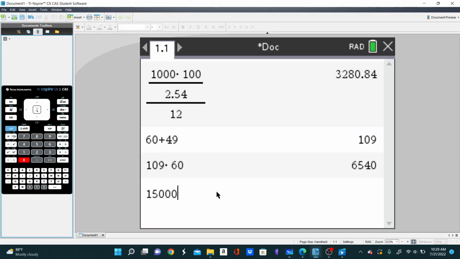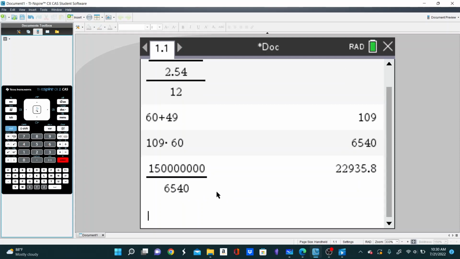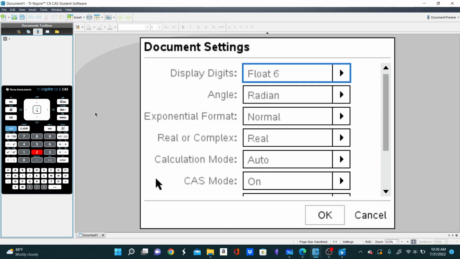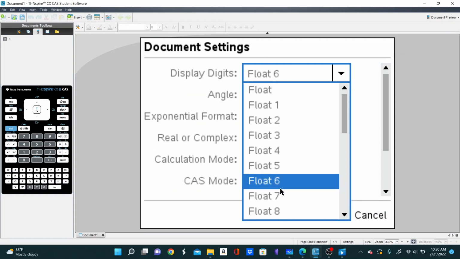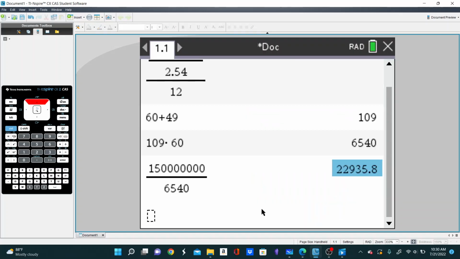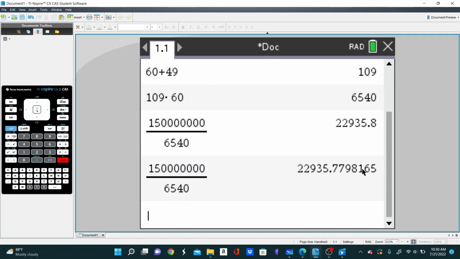So 150, 1, 2, 3, 4, 5, 6. So 150 million divided by 6,540. And it looks like I'm going to have to change my float. Give me 1 second. Document settings, float. I'm just going to put it at the top. Float 12. The reason I'm doing that is because you can see right here it's only rounding to the tenths place. But for money problems, for dollar sign problems, you always need to round to the hundredths, or like to the number of cents.